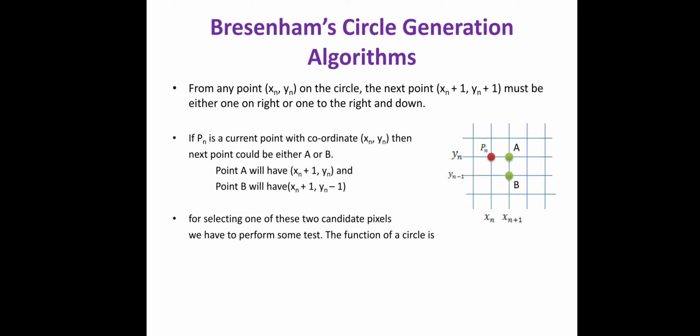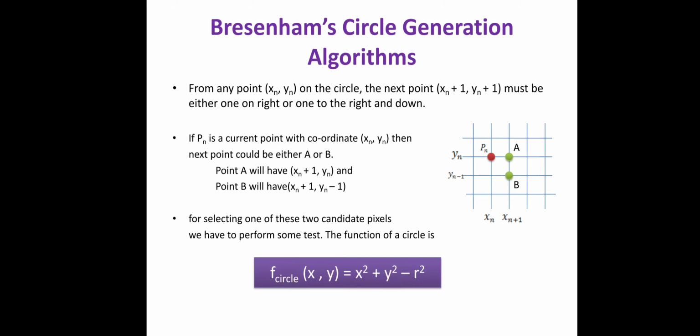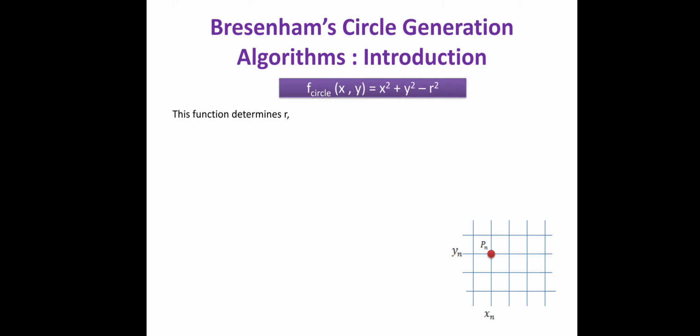For that we have to perform a test on those two points. The point which satisfies the circle equation is the point lying on that circle. So what equation are we going to use? The equation is x square plus y square minus r square. We saw this equation in the last lecture, in the form of dx square plus dy square. This is the equation we use to find out whether to select point A or point B. I have taken this equation here, that is x square plus y square minus r square.